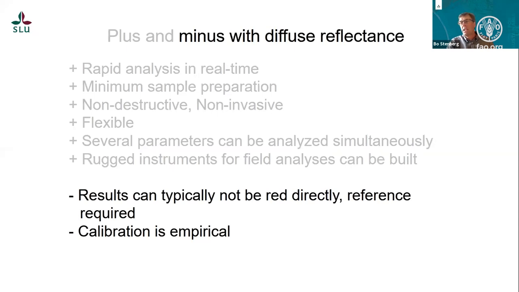You need a reference data set. You need to make a model to use on new samples. And you need to make that model from known samples. So the number of samples you need depends on the diversity of soils you want to predict or estimate something in. And also, which can be seen as a drawback, not necessarily a drawback, but the calibrations tend to be empirical, so they are kind of black box.